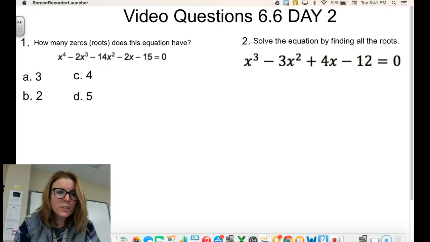So here are the video questions. If you look at number 1, how many zeros, roots, does this equation have? We didn't explain how to use the graphing calculator, so all you're doing is telling us how many. Then number 2, solve the equation by finding all the roots. Because there are 4 terms, you will factor by grouping.